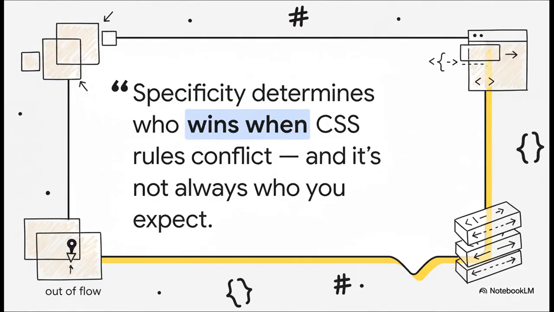And that's really the bottom line. Specificity is the official rulebook for any CSS conflict. If you understand how it works, you can save yourself hours of frustration wondering why a style just won't apply, because you'll know exactly which rule is overriding another one and why.